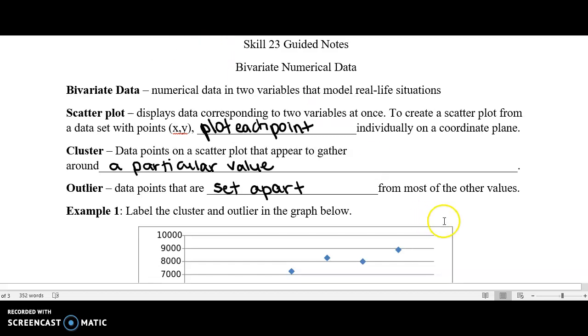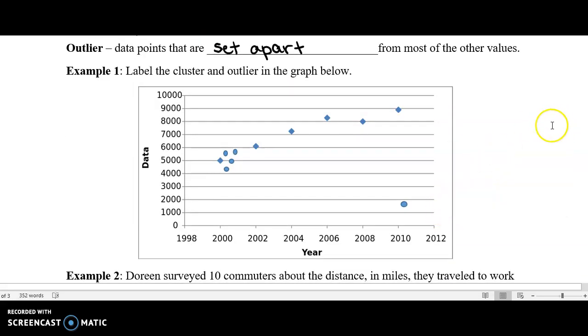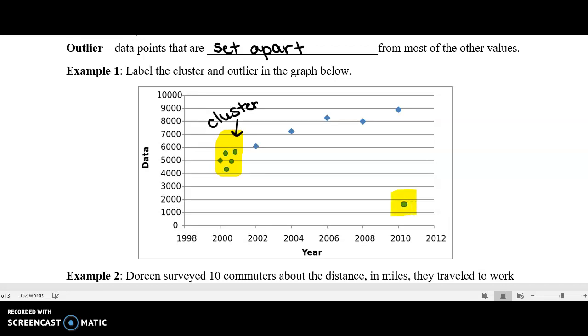So if we look at example 1, we want to label the cluster and the outlier in this scatter plot. So take a minute, take a second. Can you find the cluster? Your eyes should be drawn right here. Okay, this here is a cluster of points. Now, how about the outlier? You should have found this point way out here. Okay, he is set apart from everybody else.